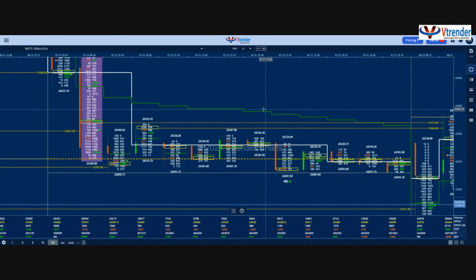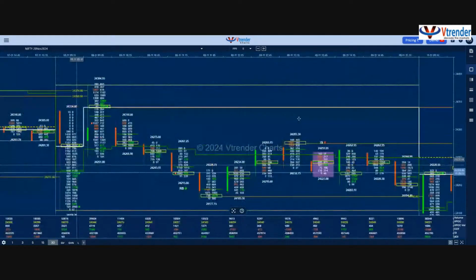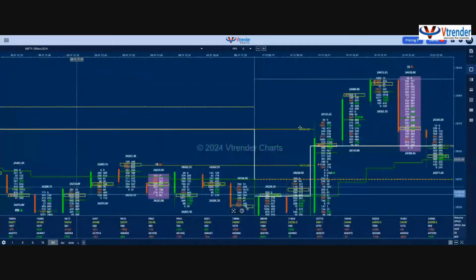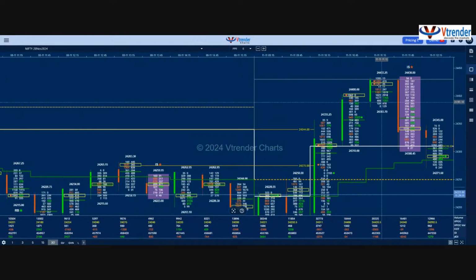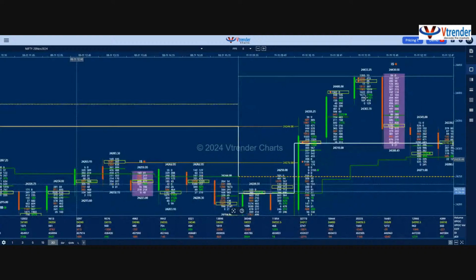This 24437 was one objective which we were looking at, and you can see how we got big reds at that zone. I will shift to the 3 minute, and we will see how on the 3 minute it was even easier to spot this big red coming in. This was a combination of profit booking plus supply coming back, because this was a very active supply zone.